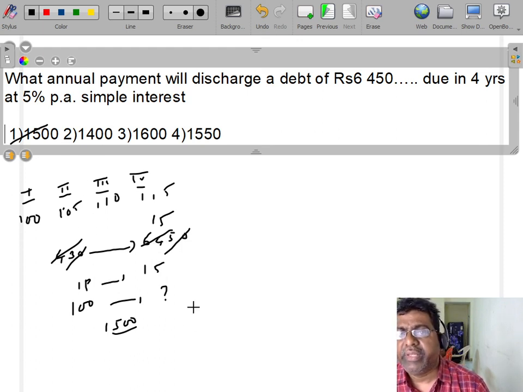Okay. This is a very important problem; these are basic and important problems in simple interest. It will be useful in all competitive examinations.